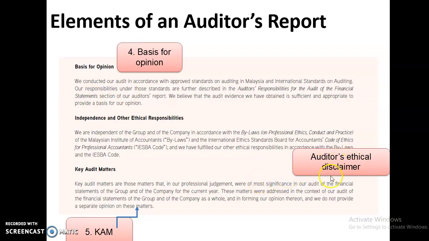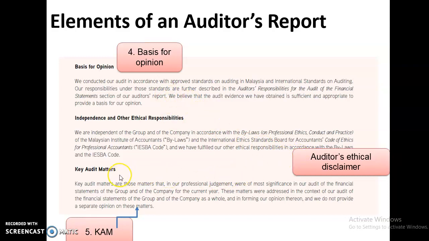And then we also put auditor's ethical disclaimer. We have independence and other ethical responsibilities. Remember, we have learned from MIA bylaws. So it states here we are independent of the group and of the company in accordance to bylaws, as well as the International Ethics Standards Board for Accountants, Code of Ethics.